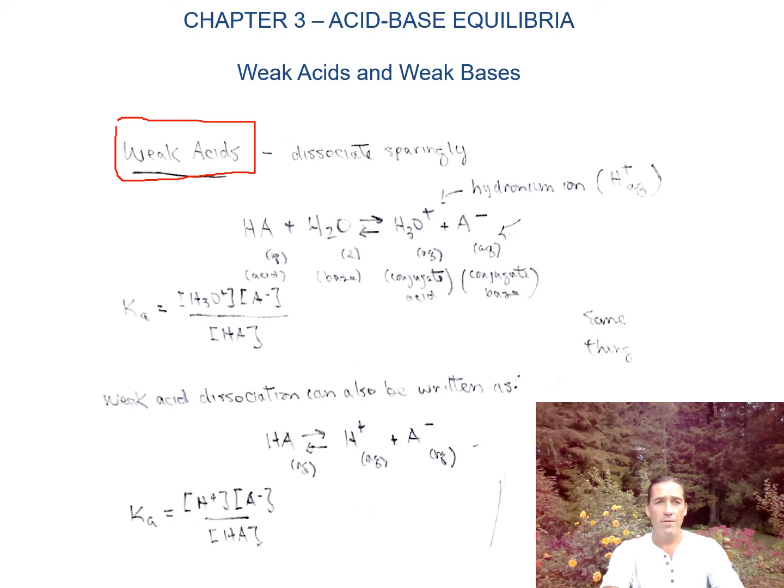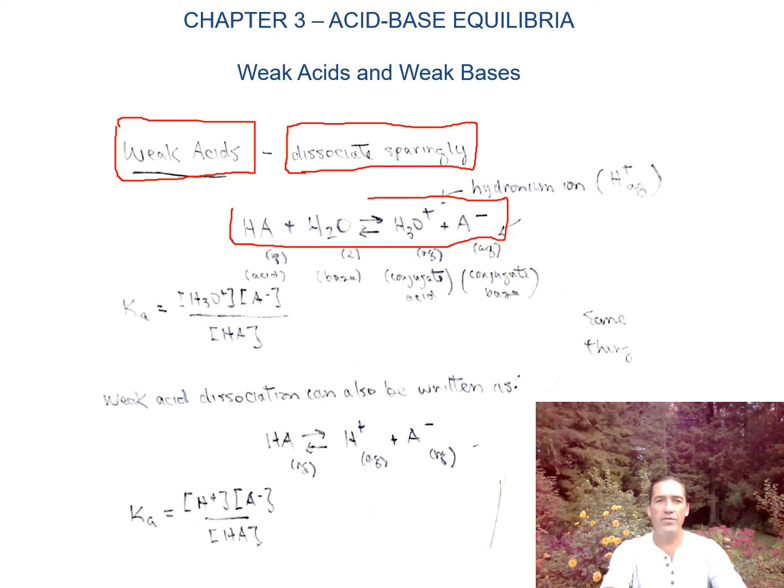So what makes a weak acid? They dissociate sparingly. That doesn't mean they're better or worse in terms of, say, being dangerous to us when we work with them in the laboratory. But weak acids, in terms of the term weak, all it means is that they dissociate sparingly.